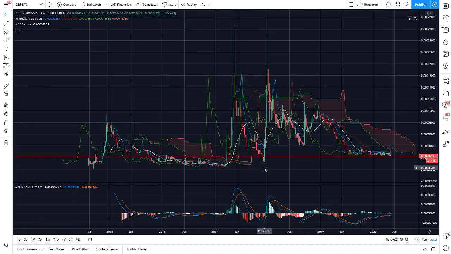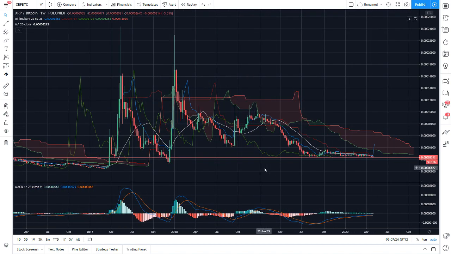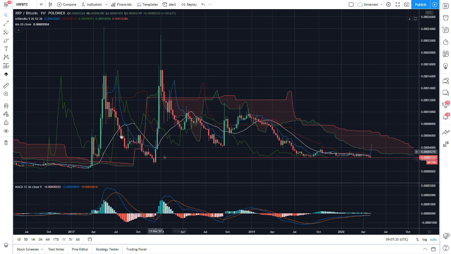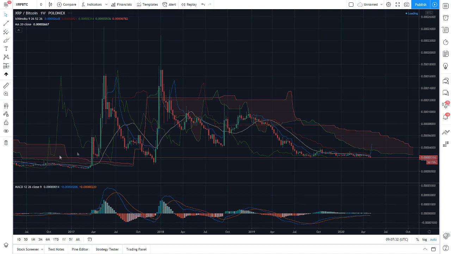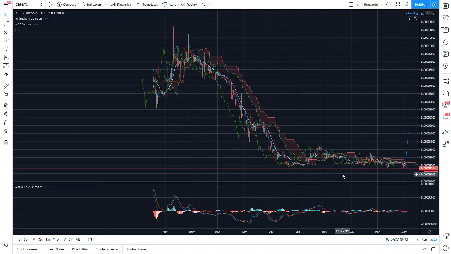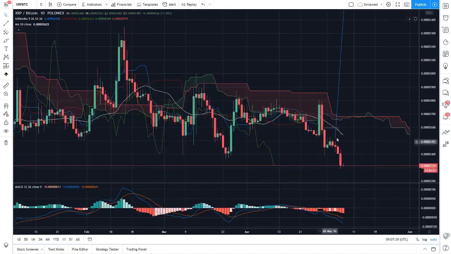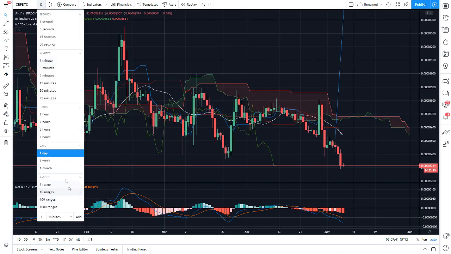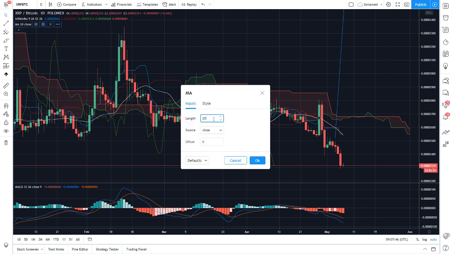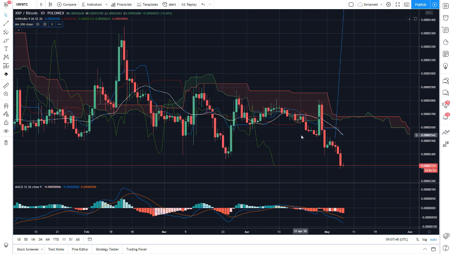I have nothing against Ripple. I mean, I've made a lot of money with Ripple in the past, but right now it's not looking good for Ripple. We need to see a bounce at 2240 sats, otherwise it's not good. Let me change the moving average to 200 here. So we are under the 200-day moving average.